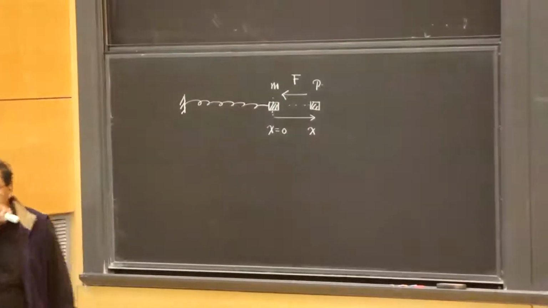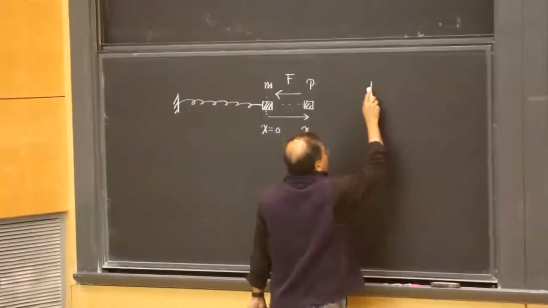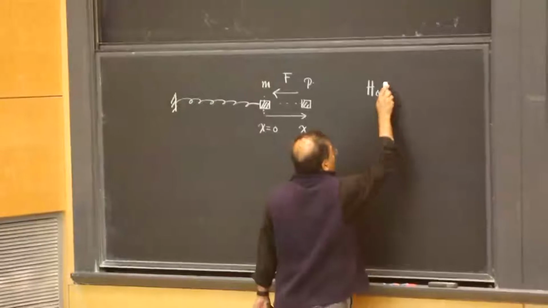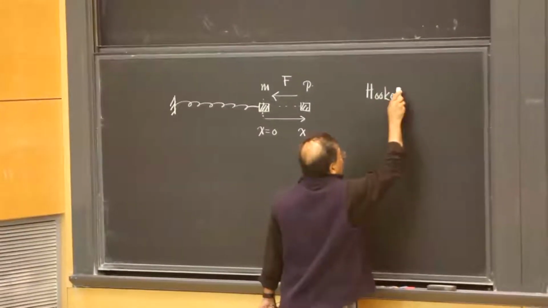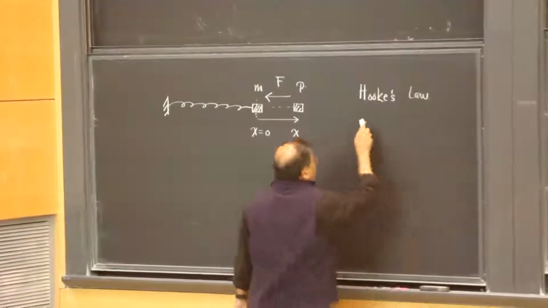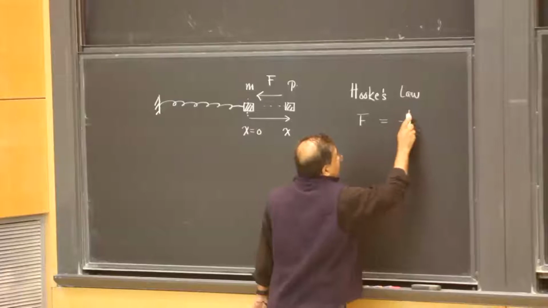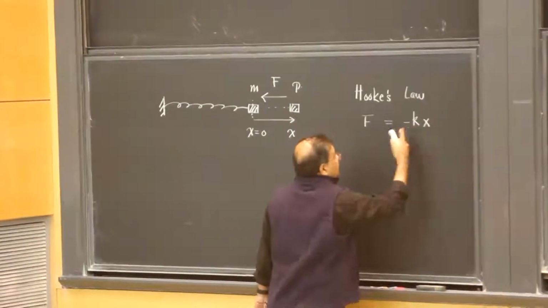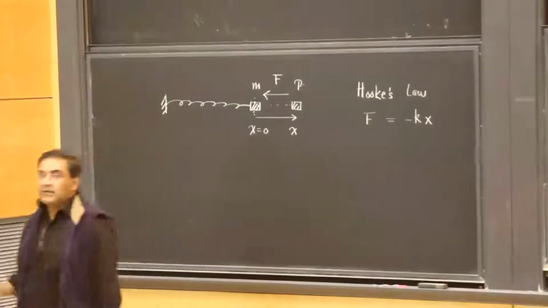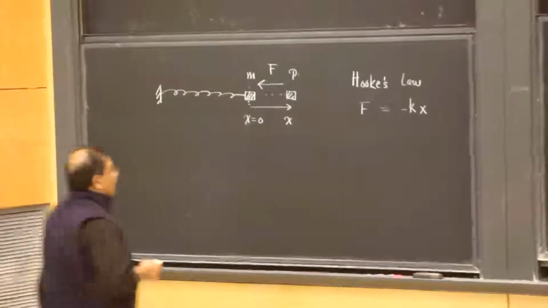Okay? So one of the things that we do is we write the force law associated with how the spring oscillates as Hooke's law. And the idea of Hooke's law is that the force F is minus kx. This minus sign is very important. So as you can see, the more you stretch, the larger is the force.